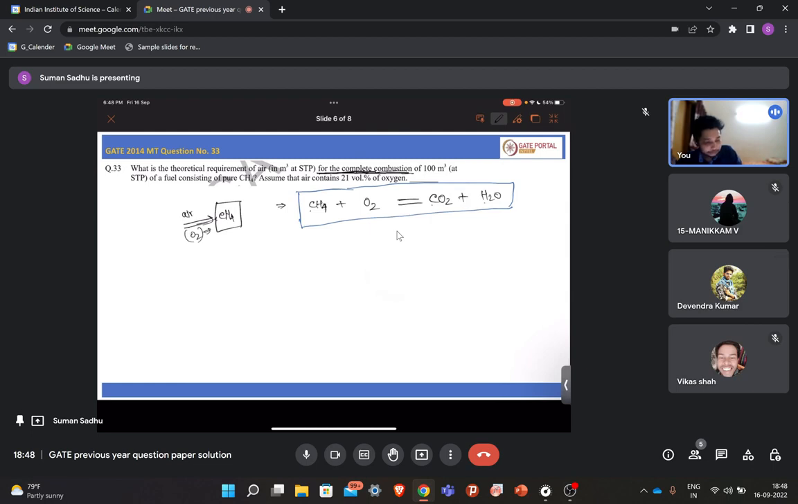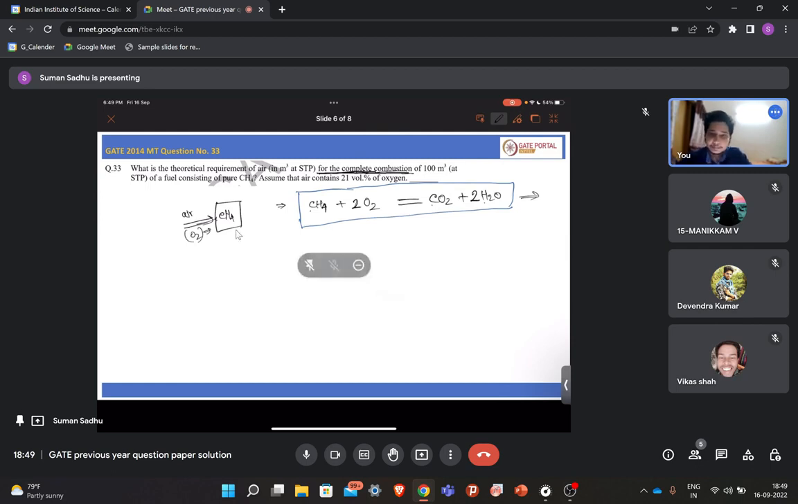There are 4 atoms of hydrogen, so we have to multiply it by 2. Now hydrogen becomes 4, right? So carbon and hydrogen are balanced. Now oxygen becomes 2 here and 2 here, meaning a total of 4, so we have to multiply it by 2. Right? Now this reaction is balanced.